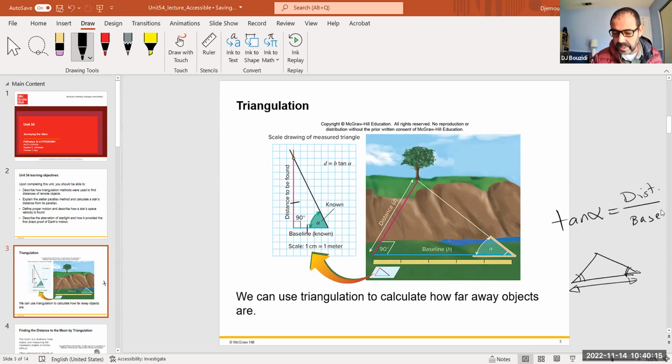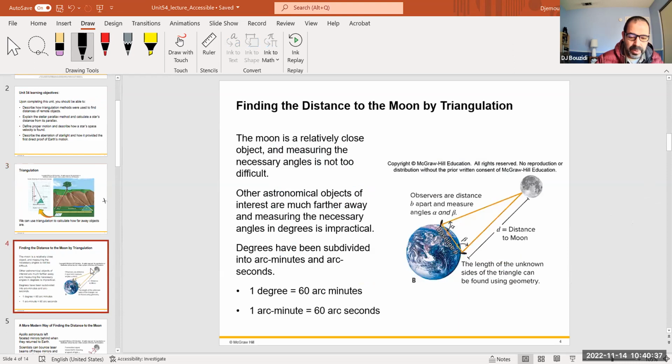If you do know these two angles and that distance, you can know anything about the triangle. For a triangle, you need three pieces to be known: either three distances, or three angles, or two angles and a distance, or two distances and an angle, depending on how you can do your measurements. Anyway, on Earth, for the moon, this is actually not a bad assessment, as long as you can find your baseline and you can do those two measurements.